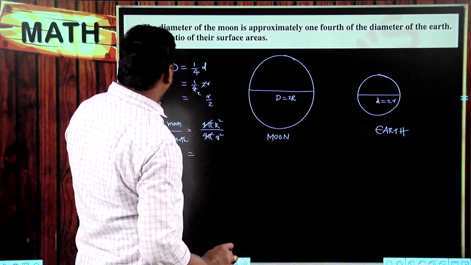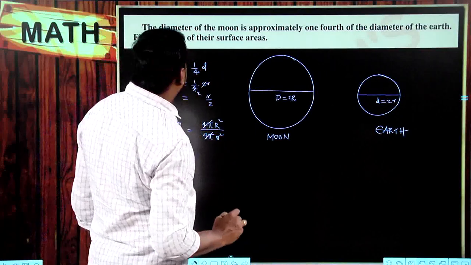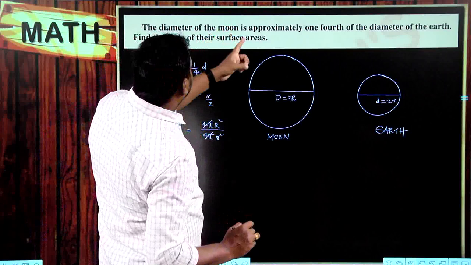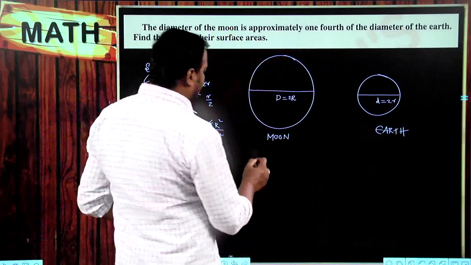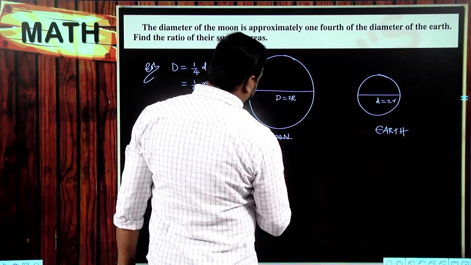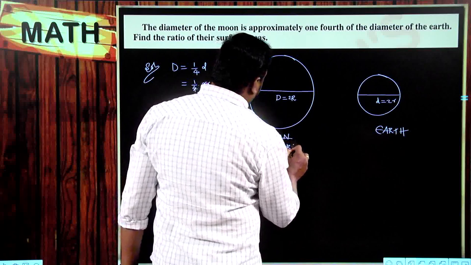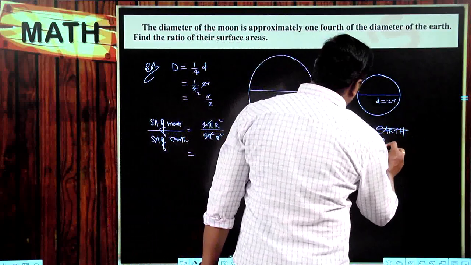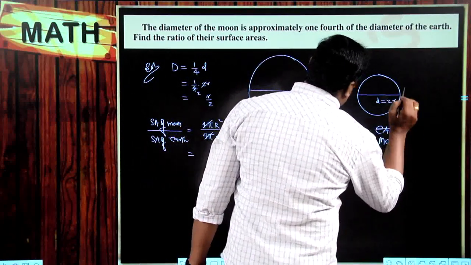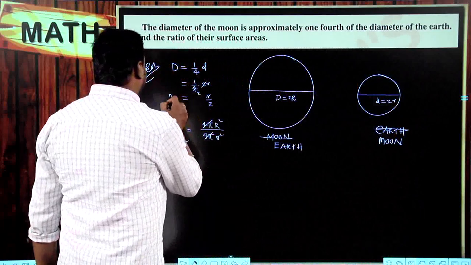Capital R is going to be, this is the diameter, right? So, diameter is equal to 1/4 of small d, because diameter of the moon is approximately 1/4 of the diameter of the earth. Yeah, then I will have to change here because moon is smaller than earth, right? So, this is earth and this is moon, correct? Fine. So, capital R, this is 2 R, right? Diameter is equal to 2 R.